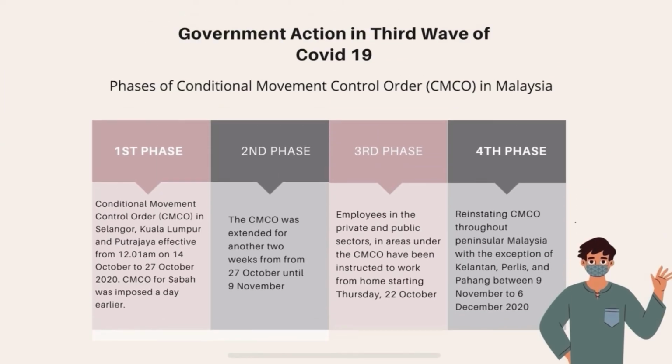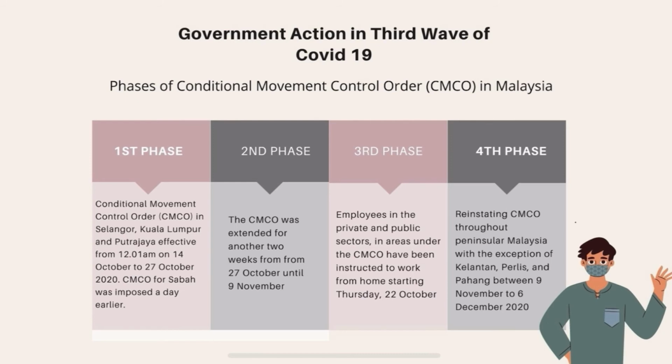And here is the government action in third wave of COVID-19, which is happening right now in our country. Phase of Conditional Movement Control Order (CMCO) in Malaysia. First phase, Senior Minister, Security Cluster Datuk Sri Ismail Sabri Yaakob announced that the government has agreed to enforce Conditional Movement Control Order in Selangor, Kuala Lumpur and Putrajaya effective from 12 AM on 14 October to 27 October 2020. Same MCO for Sabah was imposed a day earlier.